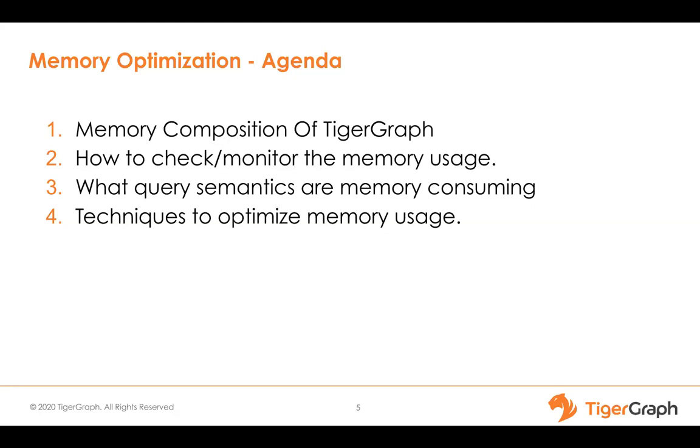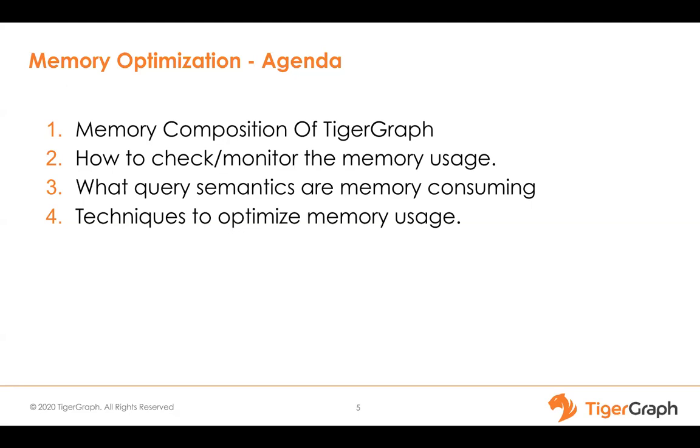Today we are going to talk about memory optimization. This is a very important topic when we write queries, because as we all know, TigerGraph is an in-memory graph database. Everything is performed in memory. The data storage is in memory, and the query also runs in memory. So how to manage memory wisely is very, very important if you want to write scalable and performant queries.